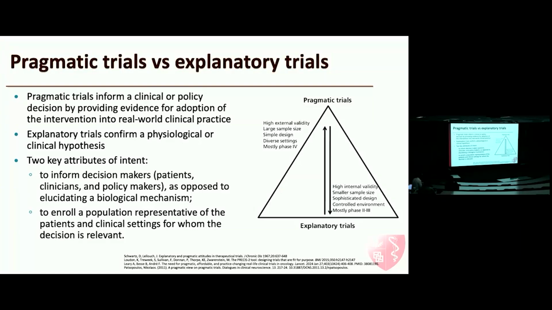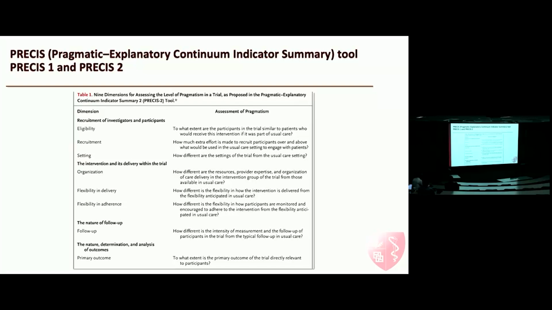But if you want to define what is a pragmatic trial, there are 2 key attributes. One is that it is trying to inform decision makers, whether it's patients, clinicians, or policymakers, as opposed to elucidating a mechanism, as in a mechanistic trial. And it's trying to enroll a population that is representative of the patients in clinical settings for whom the decision will be relevant.